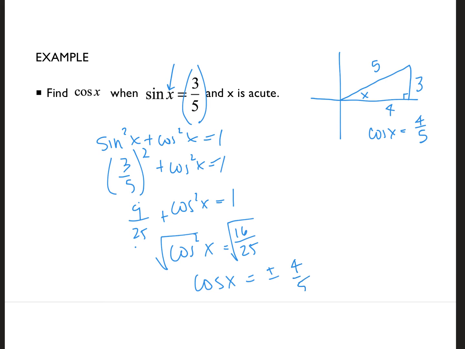Okay, so here's the question. How do I know whether it's the positive one or the negative one? And that's specifically why I like to draw a picture. All right, because cosine is positive in the first and in the fourth quadrant, but cosine is negative over here in the second and in the third quadrant. So if the angle is going to be acute and we need to have a cosine value, it's going to have to be the positive one. All right, so that's why we can just say, find with finality that the cosine of the angle is 4/5.